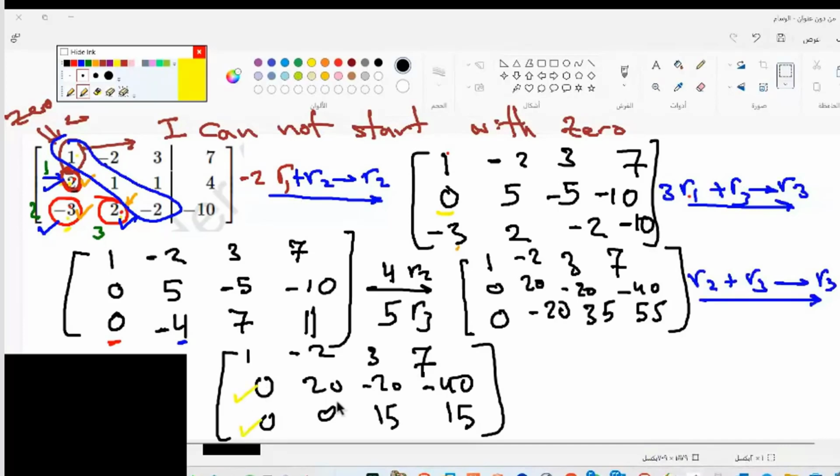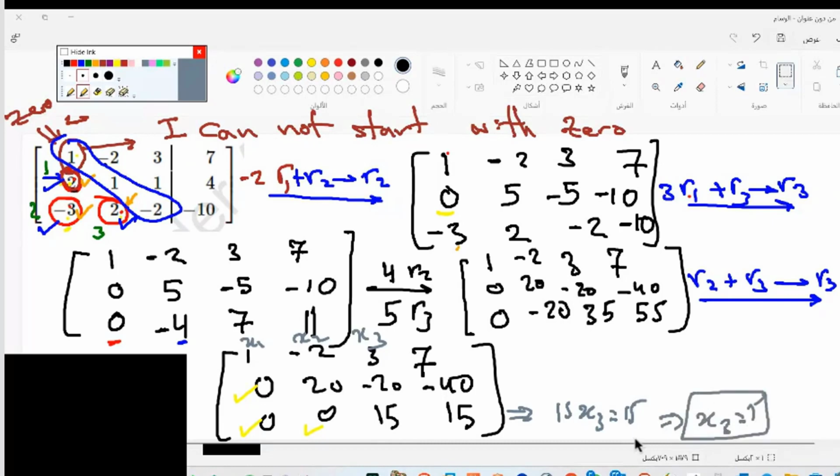Done. Yes. Done. Thank you. Done. Done. How can I solve? As I said before, this is x1, x2, x3. Now I start from down to up to solve. So from here, 15 x3 equals 15. Now x3 equals 1. Now from here, minus 20 x2 positive 20 x3 equals minus 40. x3 is 1, so I will use this one here.